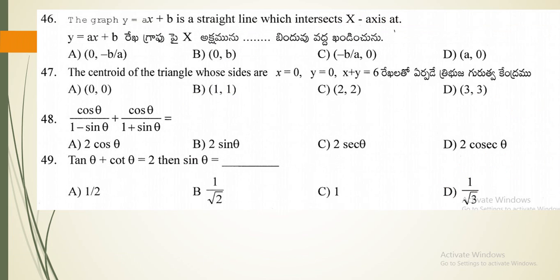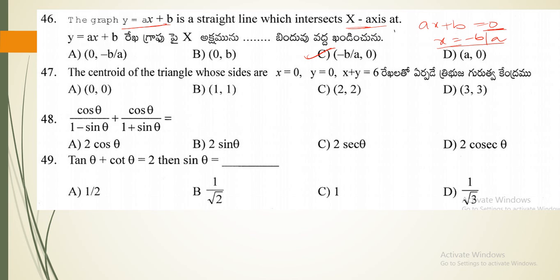The graph of y equal to ax plus b intersects the x axis at. If you want to find the intersection point, what should we do? We need to make y equal to 0. So ax plus b is equal to 0. From this we get x is equal to minus b by a. So x is equal to minus b by a when y is equal to 0. That means if I write it as a point, you get minus b by a comma 0.